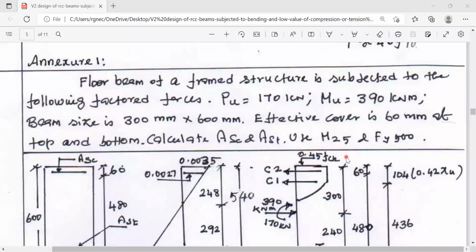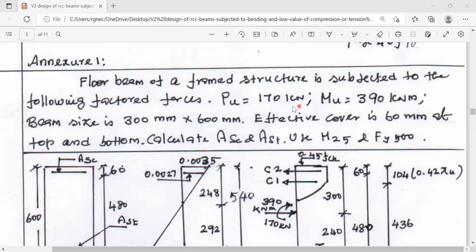Hello friends, now I am going to discuss one problem where we can design an RCC member subjected to predominantly bending moment and low value of compression. This is the normal case encountered in a framed structure. Here I am going to explain how we can design in such a manner that the reinforcement is correlated exactly as per the requirement, and we don't want to provide equal reinforcement, ASC and AST.